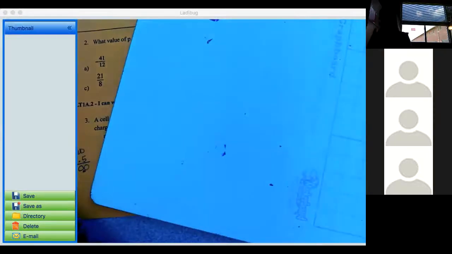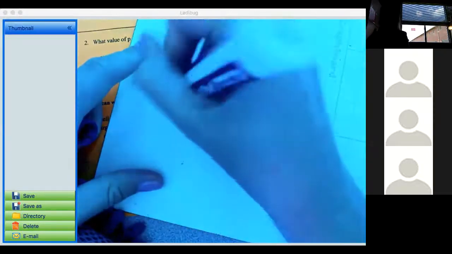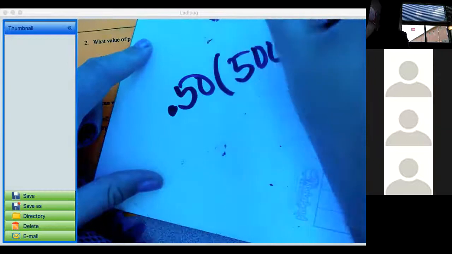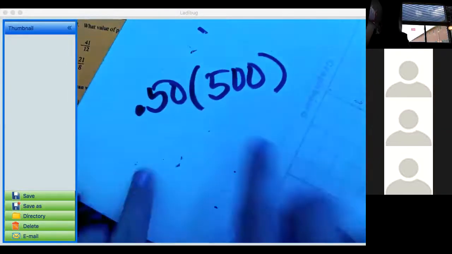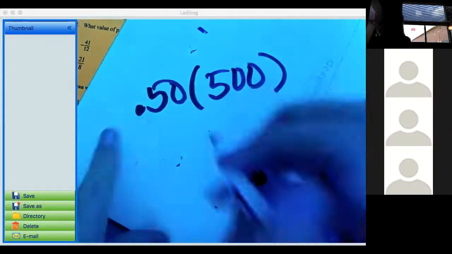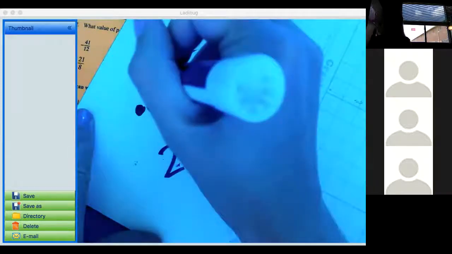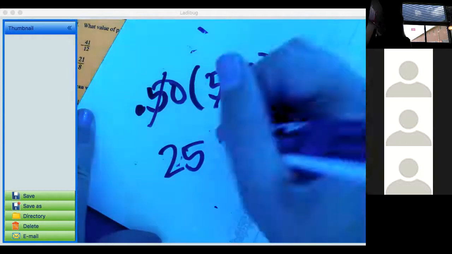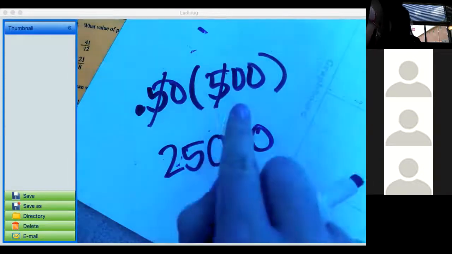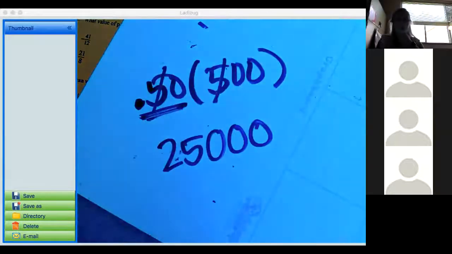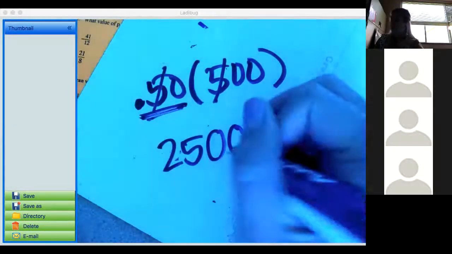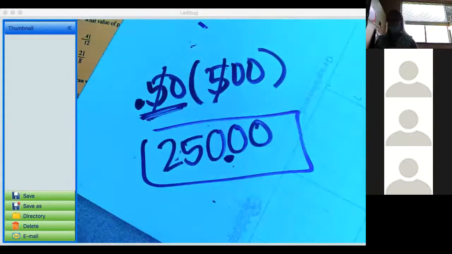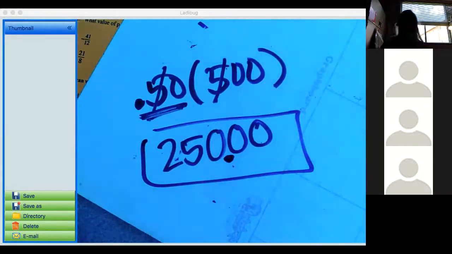So 0.50 times 500. Let's look at this together, y'all. What's 5 times 5? 25. I think this is the way Brooke did it. So I took care of the 5s. How many zeros do I have? 3. And then this way, we're talking about money. How many decimal places did I have? 2. So 1, 2. I still got 250. So there's 3 ways you can multiply those 2, okay?